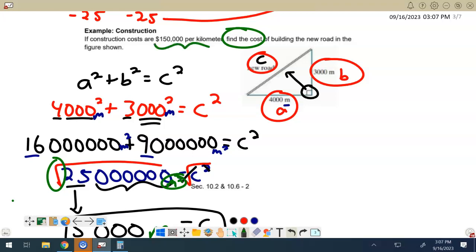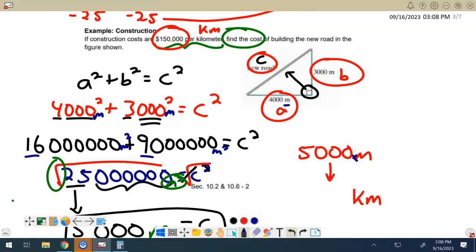And the cost of making these roads is $150,000 per kilometer, right? So I didn't realize they're going to try to trick us here on these units, right? So the answer I'm getting is in meters, but the cost I'm given is per kilometer. So we have 5,000 meters. I need to convert that to kilometers in order to figure out how much it's going to cost, right?